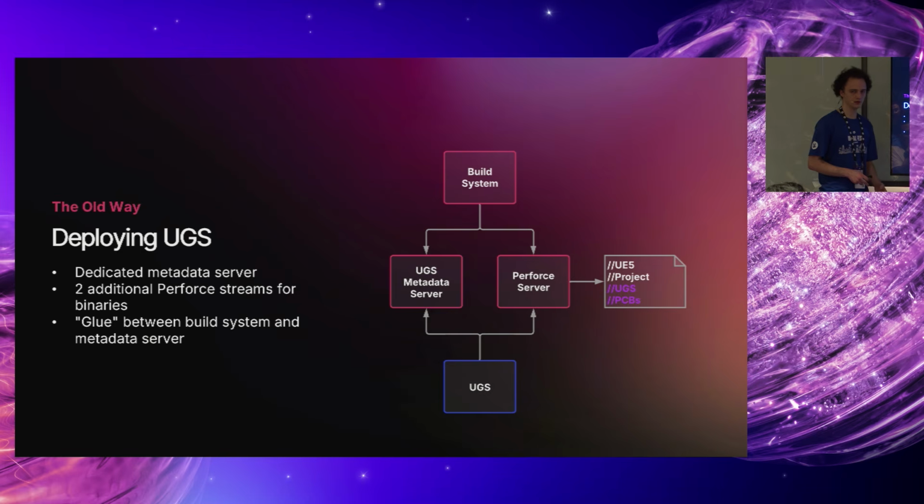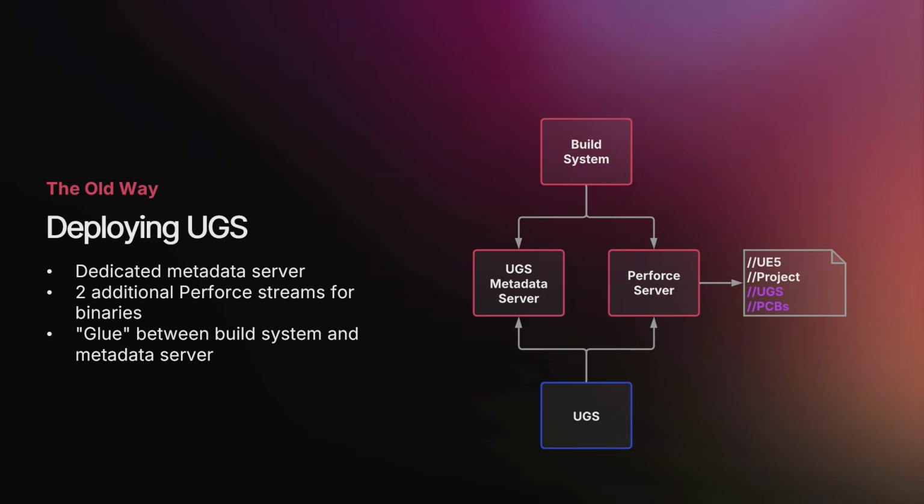So the old way this used to be done was by using a dedicated metadata server and then storing our binaries on Perforce. So we'd have to create 2 additional streams on our Perforce server, one for our Unreal Game Sync binaries and one for our precompiled editor binaries. And then finally, we have our build system, which will talk to the metadata server over its HTTP API. And that's glue you would have to do yourself manually.